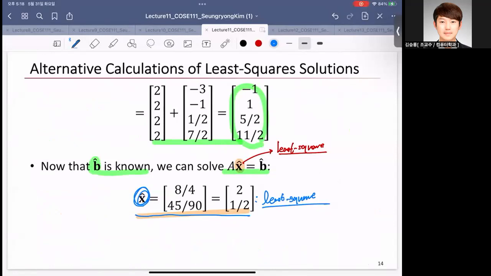Question. 자, 여기까지 어렵지 않죠, 여러분? 그 least square solution을 푸는 얘기였고요.